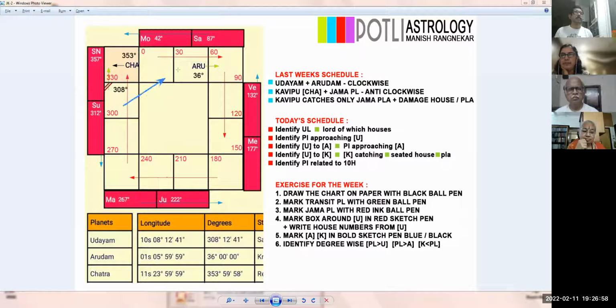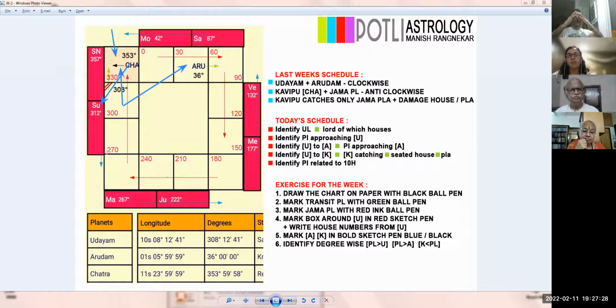So basically, second thing is we have to understand these two things. Udayam to Arudam 1, 2, 3, 4. Udayam to Kavipu 1, 2. Kavipu seated in second house. That means it is damaging that house, not destroying the house. Okay. Now Kavipu is catching which one? Kavipu is at 353 over here. Snake is 357 above it, and sun is here, so it is actually catching sun. So Kavipu is catching sun.